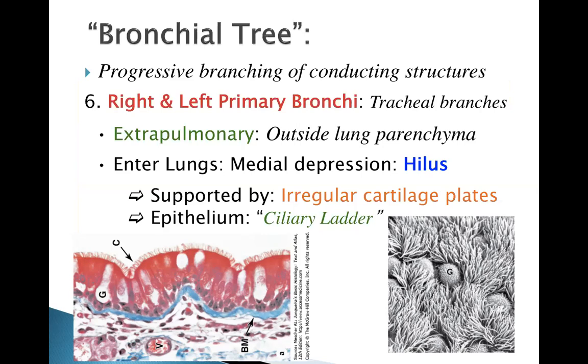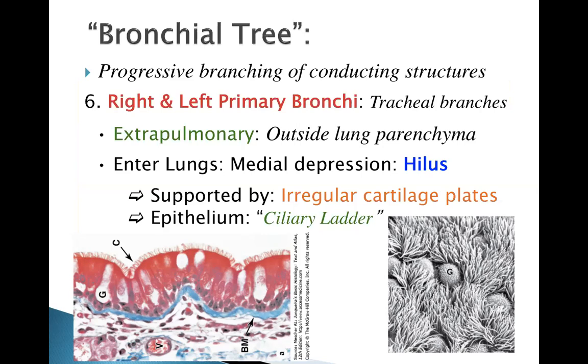So starting off, there's a right and left primary bronchi. So this is going to be the very first branch off of the trachea. They refer to these as extrapulmonary because they're going to start outside the lung and actually go into the lung. So that's referred to as extrapulmonary or outside the lung parenchyma. Parenchyma is a term that just simply means functional tissue. So they're outside the functional lung tissue, and then they're going to go into the lung tissue. They're going to go in at what we refer to as the medial depression, or the respiratory hilus or hilum.